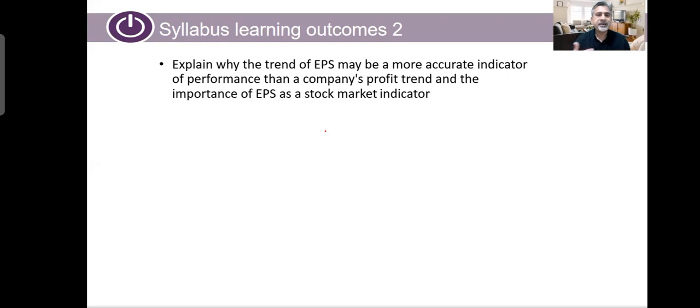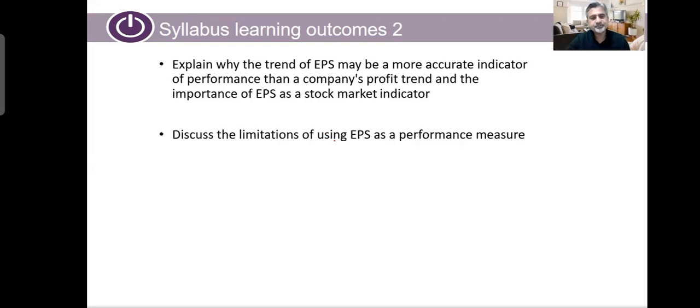It tells you the earning capacity in relation to the number of shares. If EPS is going down, it means that your earning capacity is going down. Discuss the limitations of using EPS as a performance measure. And by the way, in many cases, we actually calculate share price based on EPS.